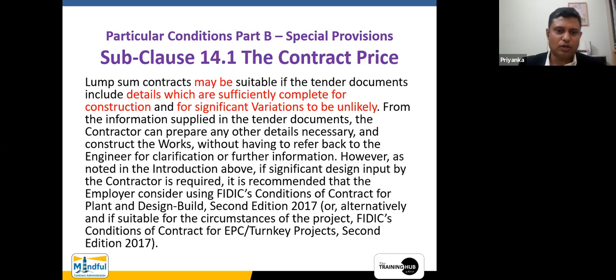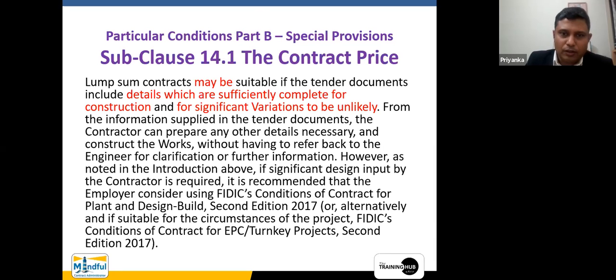However, as noted in the introduction above, that they are talking about a small introduction, if significant design input by the contractor is required, it is recommended that the employer consider using FIDIC's condition of contract for plant and design build, second edition. Okay, so it talks about the Yellow Book as well. We are going to talk about that as well in the next session, right?